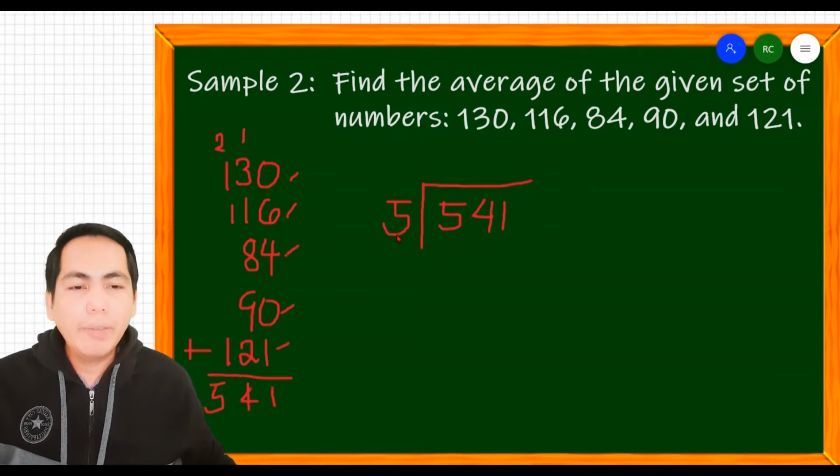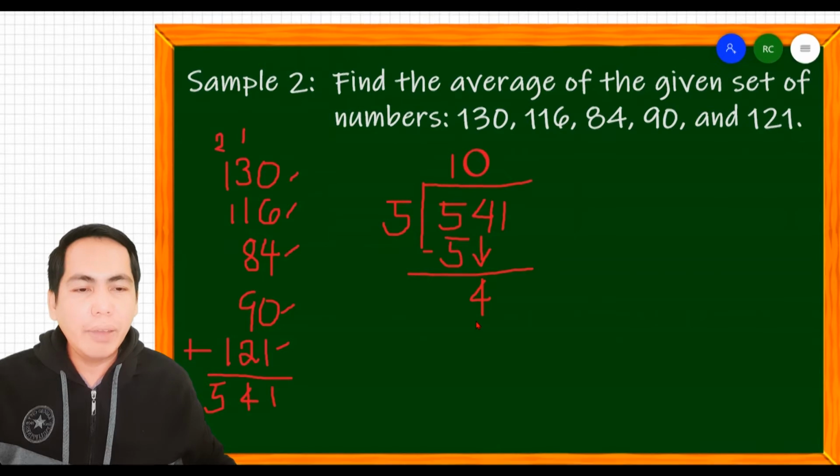541. So 5 divided by 5 is 1. 1 times 5 is 5. So 5 minus 5 is 0, so we don't need to put the 0. Instead, we are going to bring down the digit after 5, which is 4. 4 divided by 5 cannot be, so we are going to write 0. 0 times 5 is 0. So 4 minus 0 is 4.